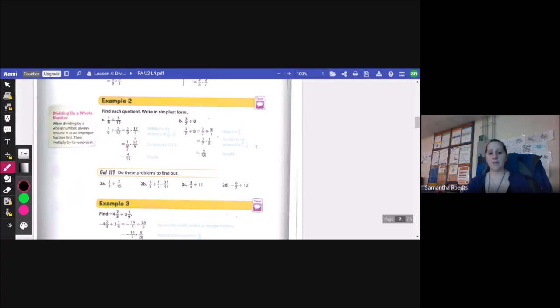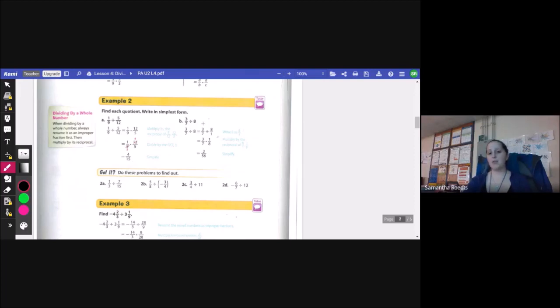All right, so let's try it. Find each quotient, write in simplest form. So I have 1/9 divided by 5/12. So I keep, change, flip. Okay, 1/9 times 12/5. I can see that 9 and 12 will cross simplify. So 9 becomes 3 and 12 becomes 4. So I have 1 times 4, 3 times 5, which is 4/15. I can't reduce any further.